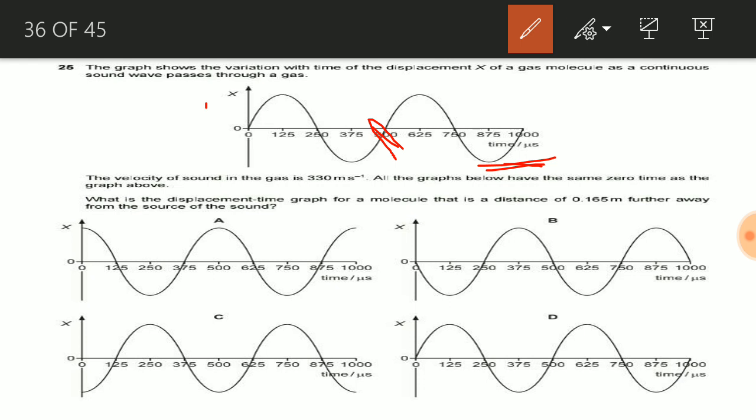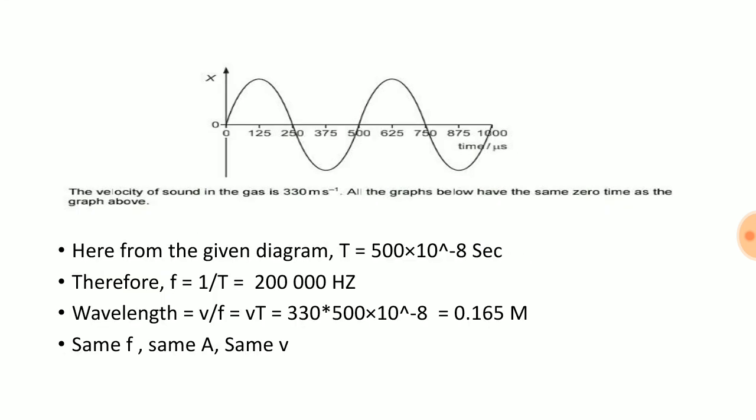The time period of this wave is 500 microsecond, and the velocity is this. Now we need to find which graph represents the movement of the molecule after 0.165 meter distance travel. If we move 0.165 further, now let us see this.